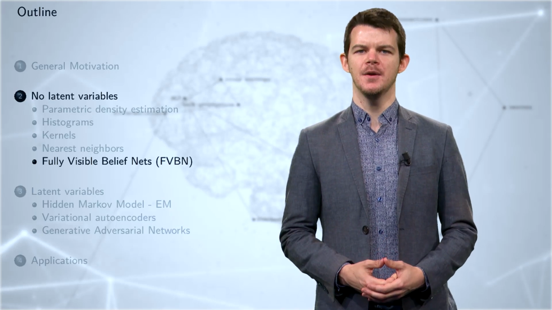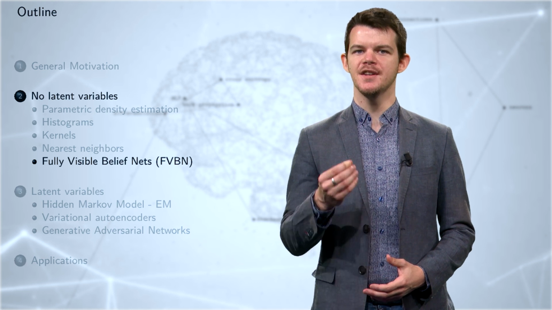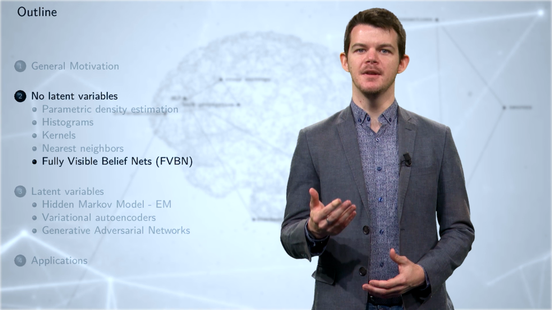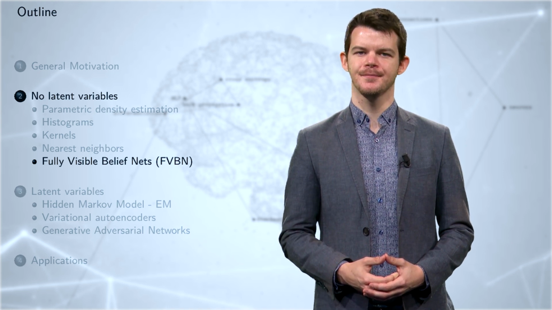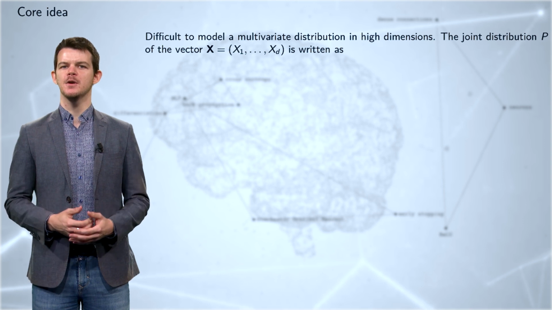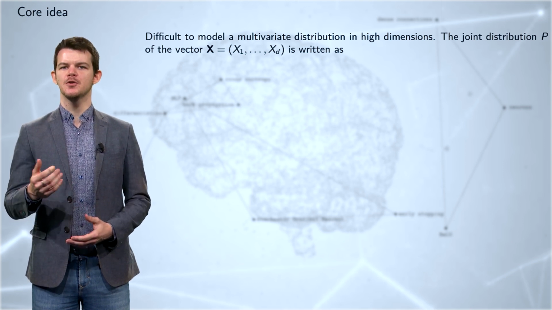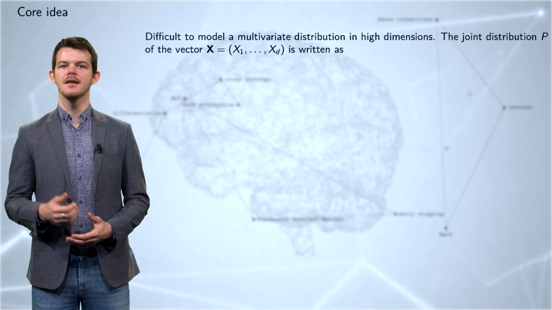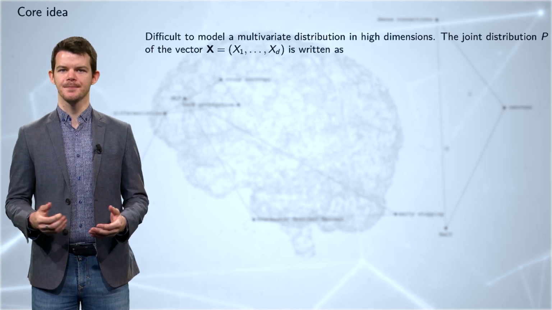Now we're going to see a last parametric method that uses no latent variables, which is named fully visible belief networks. As the name indicates, this method is based on neural networks. It is really difficult to model a distribution in high dimension. If the joint distribution admits a density, modeling the joint distribution is equivalent to finding the density, that is, a function from Rd to R in dimension d.